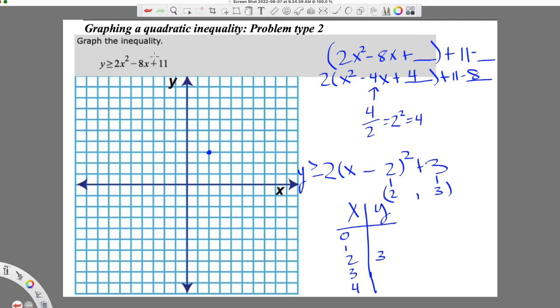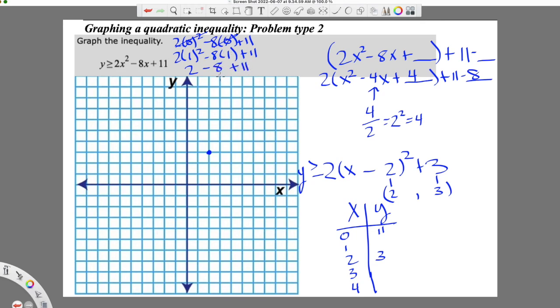I kind of think back up here might be a little bit easier. So if I start with my 0 here, I'd have 2 times 0 squared minus 8 times 0 plus 11. Well, all this cancels out because anything times 0 is 0, so I'm left with just 11. And then I can go down to 1. So 2 times 1 squared minus 8 times 1 plus 11. I get 1 squared is 1 times 2 is 2 minus 8 times 1 is 8 plus 11.